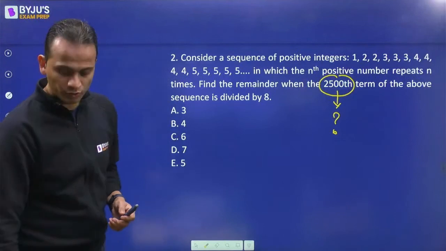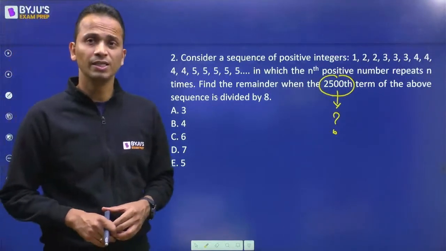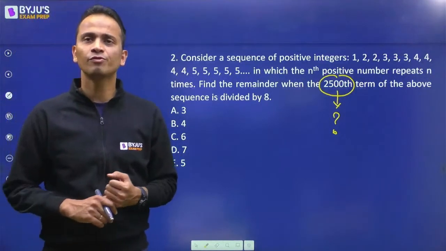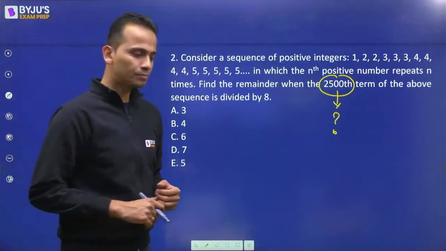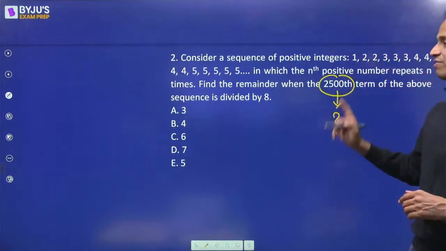All right, Vijay. So Vijay, you're saying 71 is the 2500th term. All right. Let's begin with this. So I've already got two answers, one from Vijay and one from Harsh. Okay, let's start. Now, the only challenge here is to find out this 2500th term.